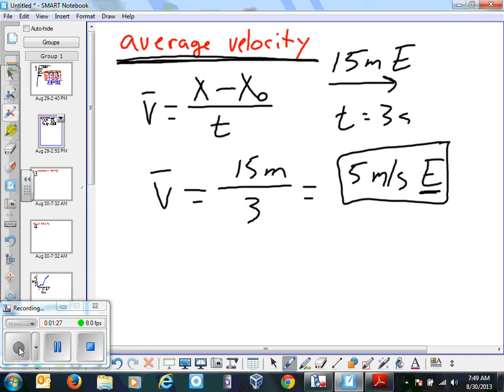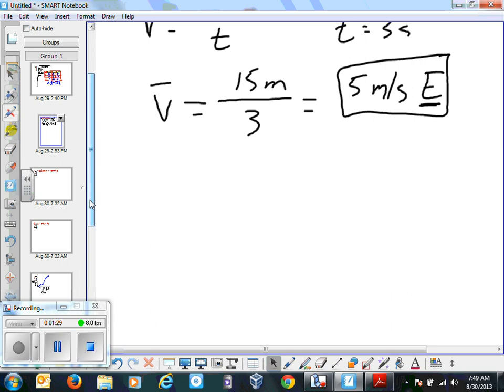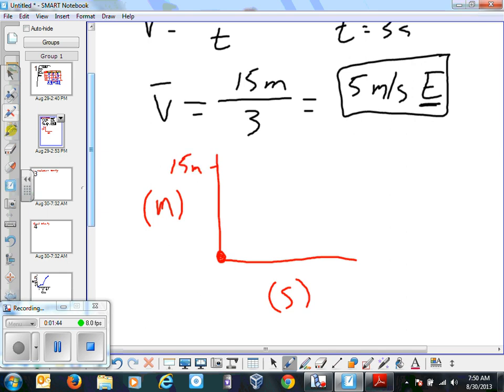quantity. So if we look at the graph of this situation, we'd have a displacement or position-time graph, and we could say that we start at 0 and we move 15 meters in 3 seconds. We would have our other point here, and we could say that this is the graphical way to show this problem.